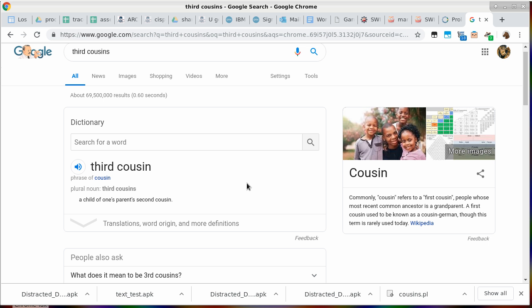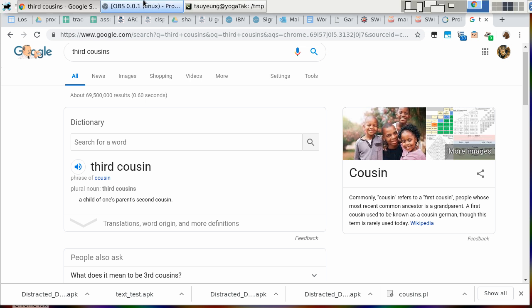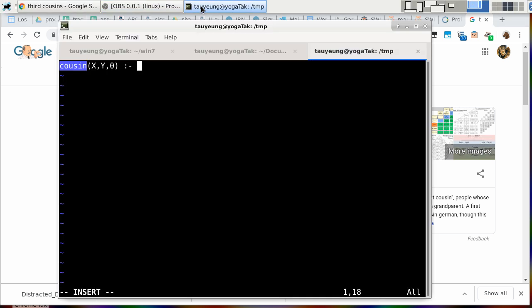So you can define cousin XY0 as siblings because your first cousin is the normal cousin. That's how we usually refer to cousins. So all the other cousins can now be defined recursively. All right, are we kind of doing okay so far here? Okay, cool.